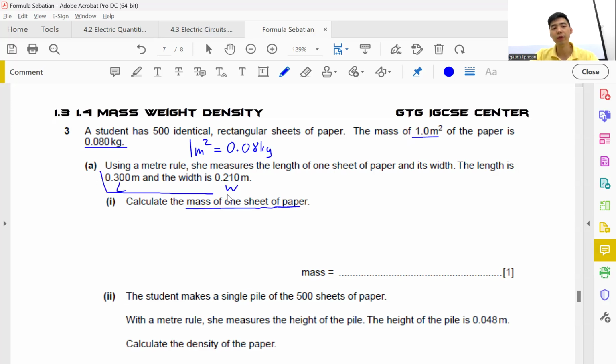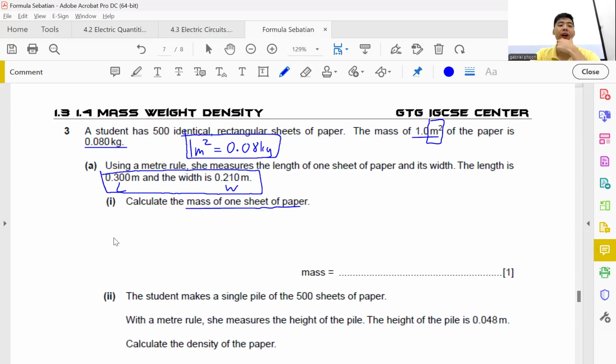Guys, given these two pieces of information, this and this, how do we calculate the mass of 1 sheet of paper? What's the first thing we do? What's the first thing we do, ladies and gentlemen? Wait, someone knows what to do. We can start with looking for the volume. No, meter square is what?